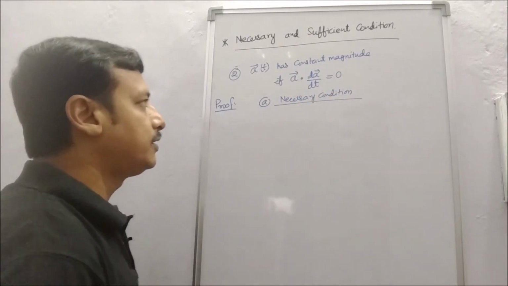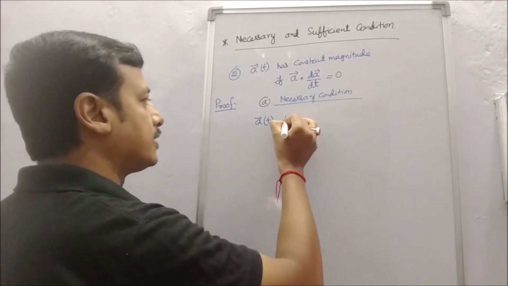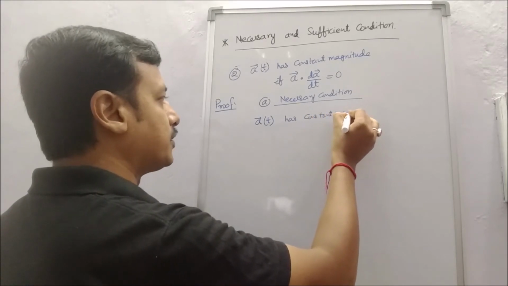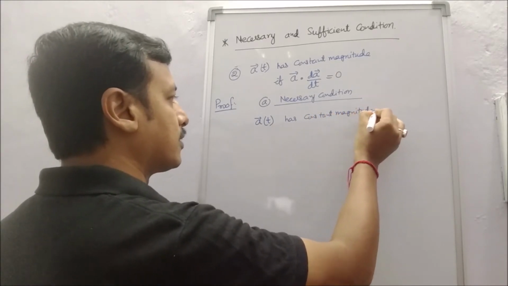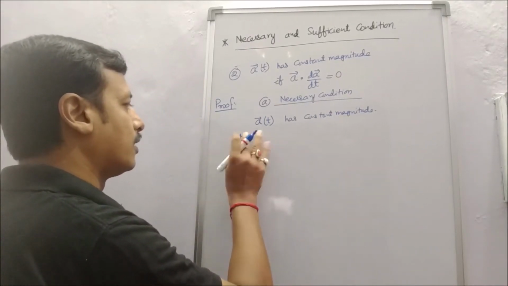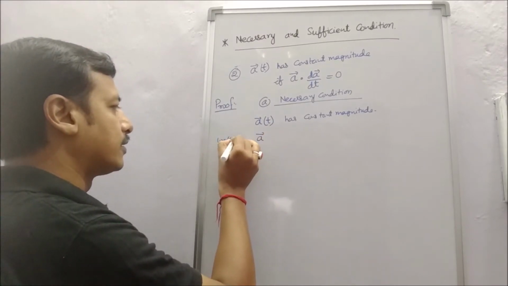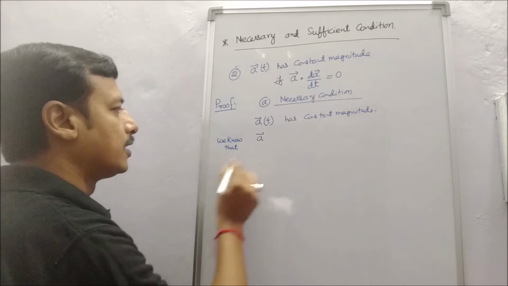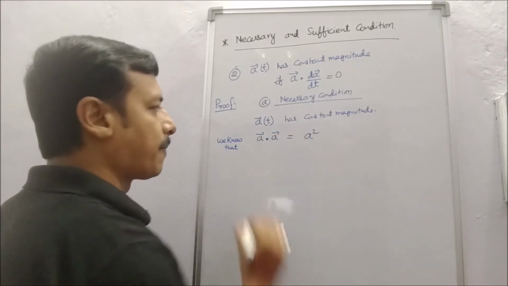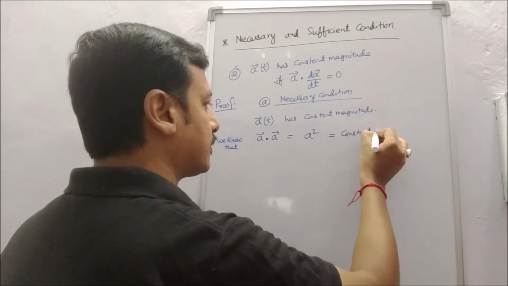In the necessary condition, vector A(t) has constant magnitude. So, constant magnitude, let A, we know that A dot A is equal to A square, and since it is a constant, so it will be constant.